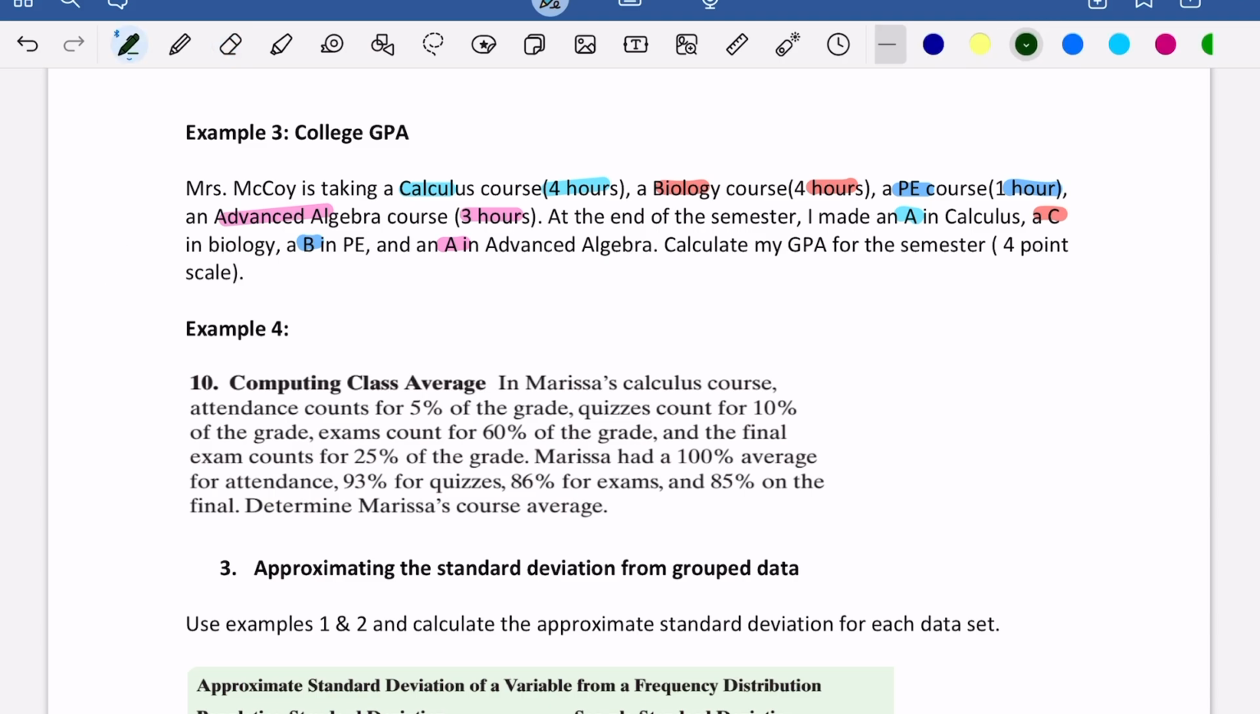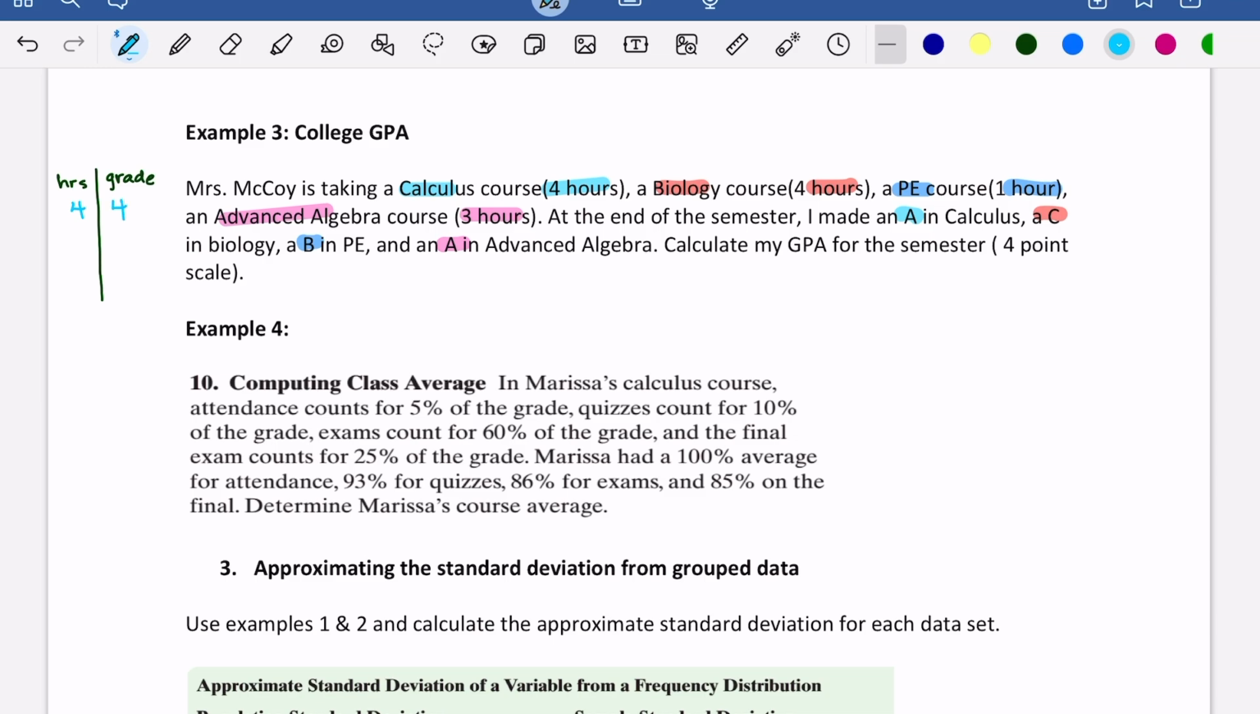So when you calculate your GPA, you need to know how many hours the course is worth, and you need to know what grade you made. And the grade has to be numeric, so it can't be ABC. It has to be 4, 3, 2, 1. And remember, F receives nothing. So in my calculus course, that was 4 hours. In that class, I made an A, so that is 4 points.